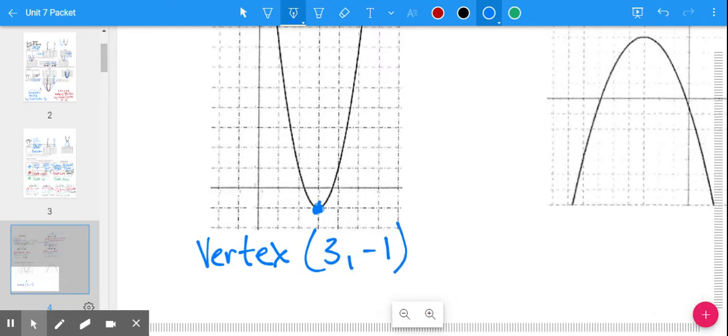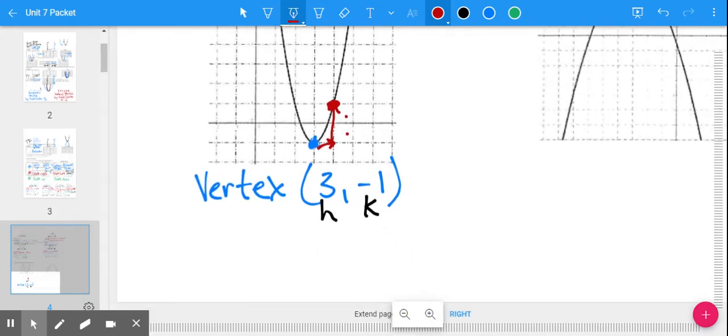Which means your h value is 3 and your k value is -1. So the only other thing you have to know is your a value. To find your a value, you're trying to figure out how you get to the next point over. So you want to go over one box and then go to your line. How much did you shift up or down? We went 2 boxes. So that means your a value is 2. And because it opens up, it's a positive 2.